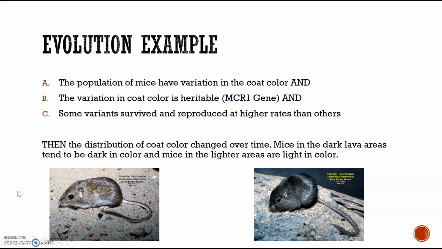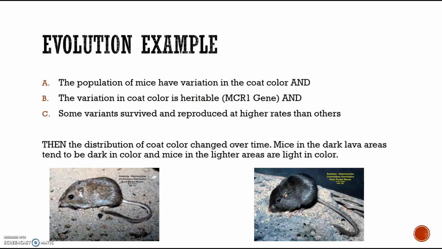So let's run through our conditions. The population of mice had variation in coat color, and the variation in coat color is heritable. The MC1R gene controls the amount of pigment in the fur. And some of those variants survive to reproduce at higher rates than others. We've even seen through experimentation that this is true. They will transplant mice from the lava flow to the lighter areas and from the lighter areas to the lava flow, and they can see that the off-color mice are much more likely to be eaten by predators.